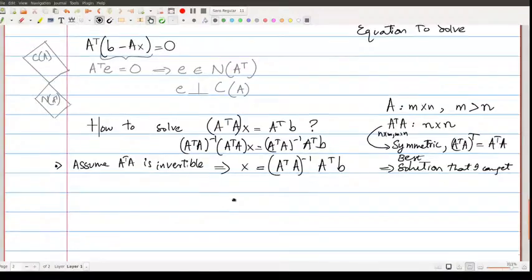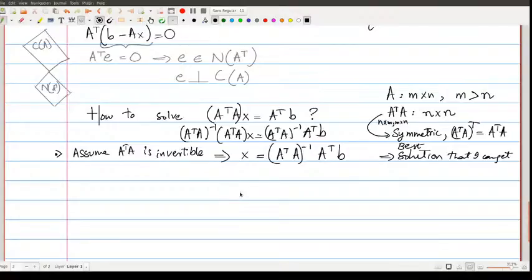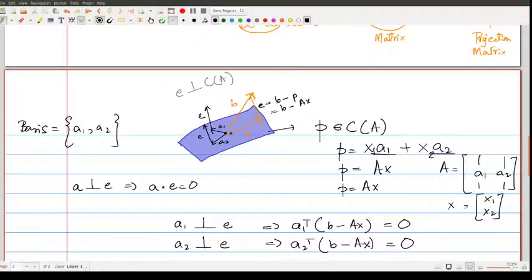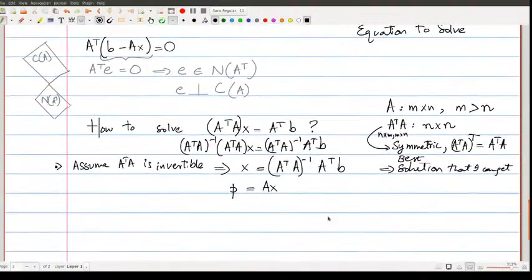Okay. And in this case, what's the projection vector? The projection vector is, of course, A times X. So the projection vector was A times X, as we saw here. So we can write this as A times A transpose A inverse A transpose B. So that's my projection vector.